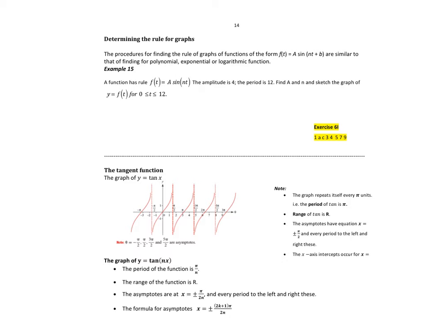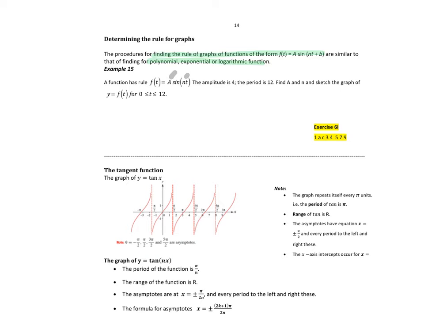So as it says there in the notes, the process for finding the rule of a graph of a trig function, whether it's sine, cos, or tan, is very similar to that for the polynomials, exponentials, and logs. List the information you've got. If you've been given some coordinates, you might need to substitute them in. Otherwise, what have we got here? We've got a general rule, a sine nt, so I need an amplitude and I need a period.